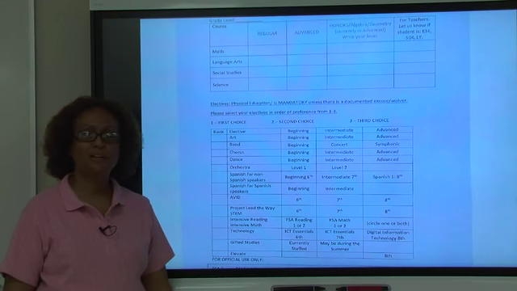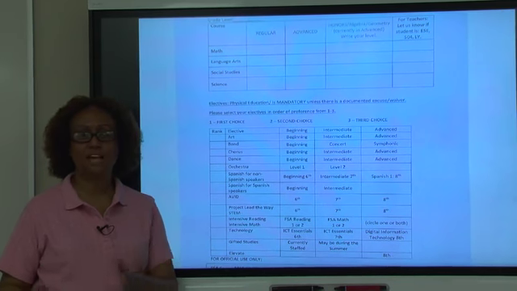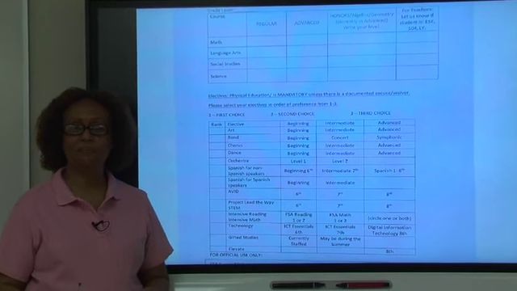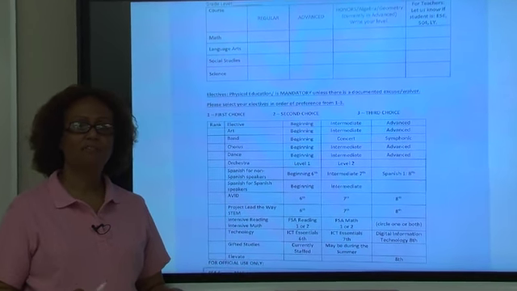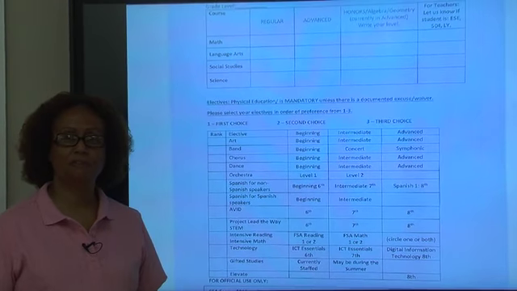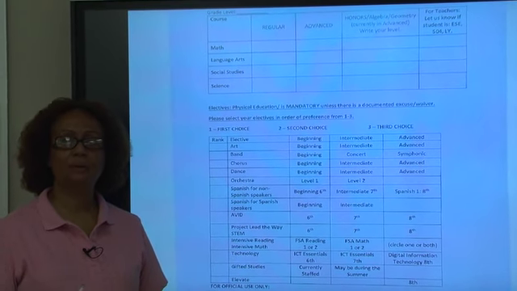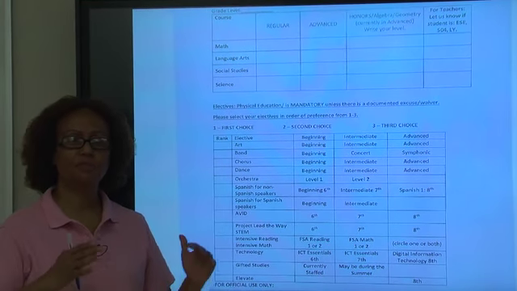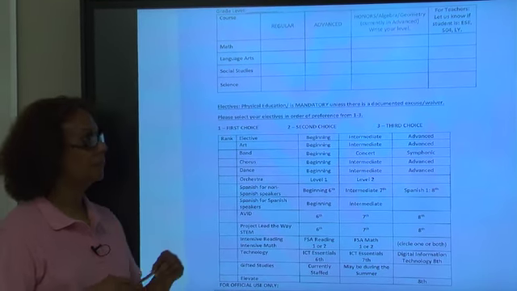Today I'm here to give you the opportunity to change your schedule. But the change will take place next year, so you have to continue with the schedule that you have. Take a look at the form that you have in front of you, and I'm going to help you fill it out step by step. So try to stay with me.